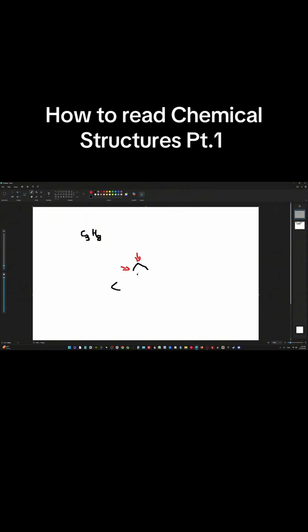Now, where are the hydrogens? How do we know how many hydrogens there are? Well, by seeing how many bonds each carbon has, and if there aren't enough bonds, like we see this carbon right here only has 2 bonds, that means there have to be 2 hydrogens connected to it to complete its bond, to complete its valence electrons. That was pretty simple. Now let's try reading this chemical.